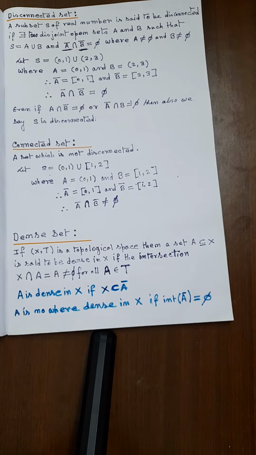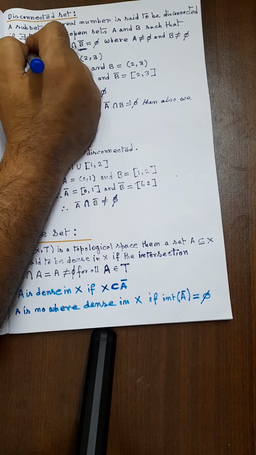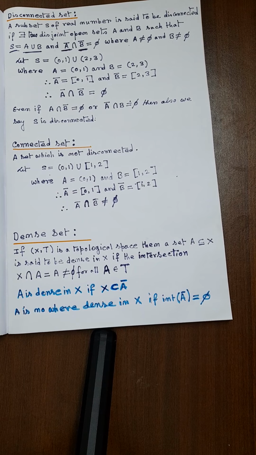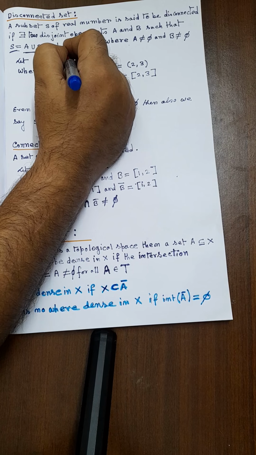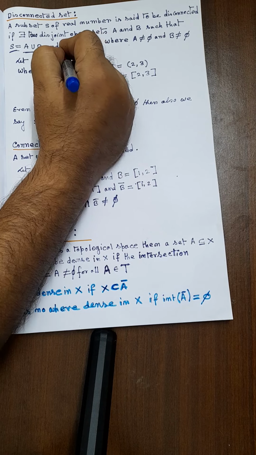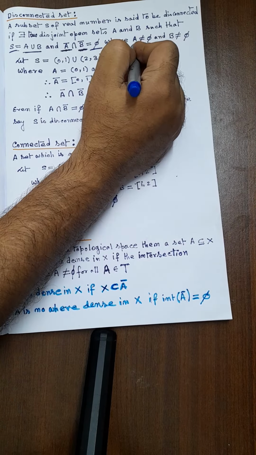So what is the definition? A subset S of real numbers is said to be disconnected if there exist two disjoint open sets A and B such that if we take the union of these two disjoint sets, we get S. But if we take the intersection of the closures of these two sets, where the closure of A is the union of the set A and its derived set, and the closure of B is the union of the set B and its derived set, we will get the empty set, where A is not empty and B is not empty.